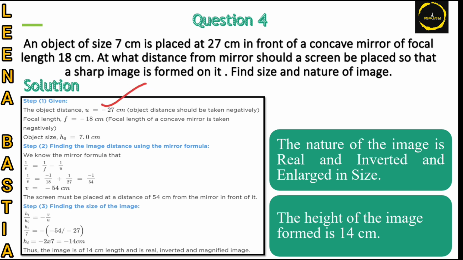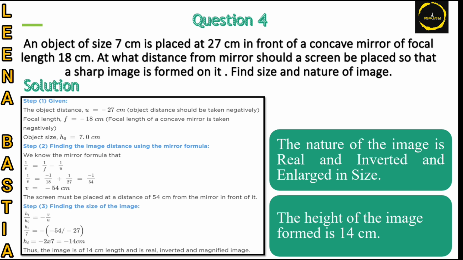It has been done, but finally again we have to write what the nature is. This question has been asked. The nature of the image is real, inverted and enlarged in size. Size we have already found: one is minus 14, another one is 7. The minus 14 notation is just for showing that it is inverted, but the size, if you see, is bigger, almost double. So we have written enlarged over here. Then in the second part it asks for the size: the height of the image is 14 centimeter. I hope it is clear to you all.